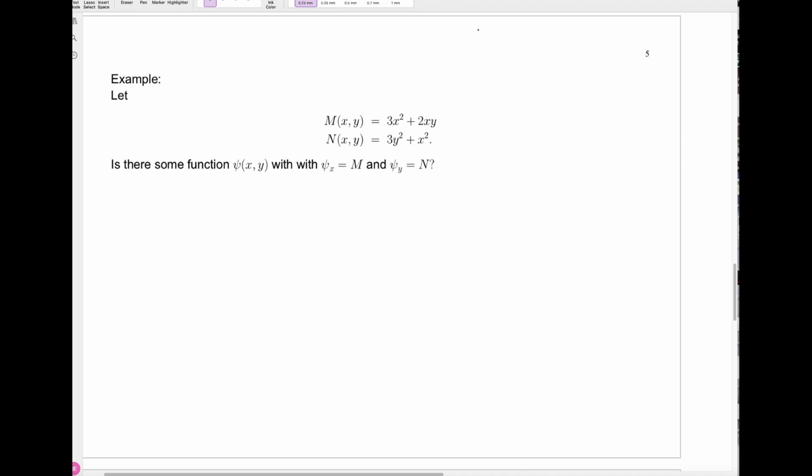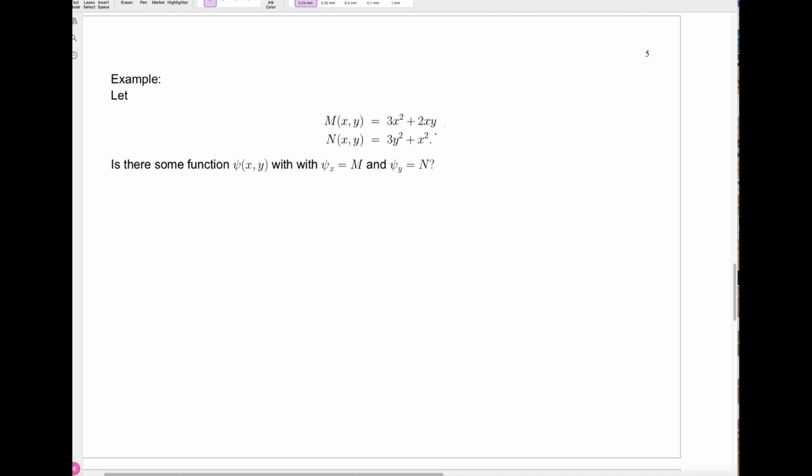Let's start talking about some examples. First, let's just talk about two functions here, m and n. These are both functions of x and y. Let's say m is 3x squared plus 2xy, and n is 3y squared plus x squared. As will be true for most examples we'll deal with, you can see immediately that both m and n and any of their partial derivatives will all be polynomials in two variables, so they'll be continuous everywhere in the plane.